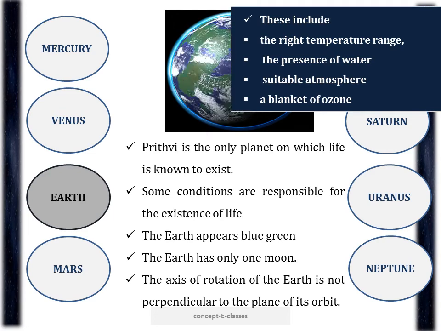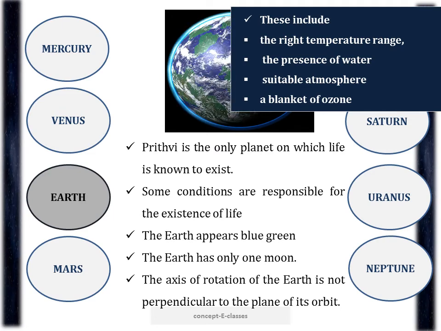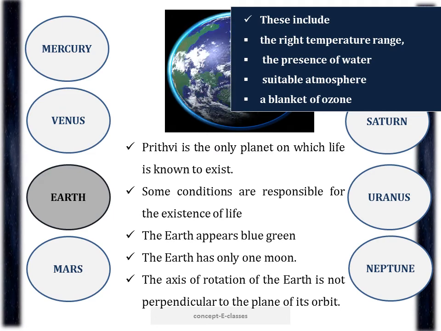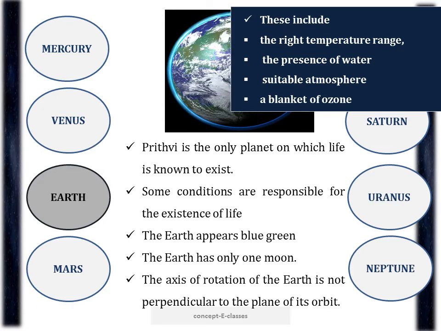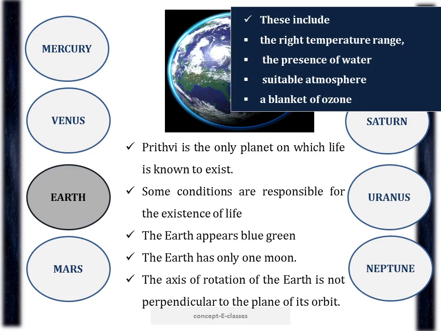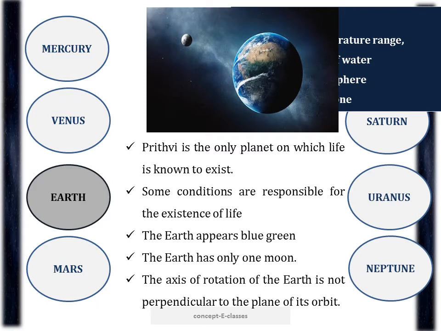Second is the presence of water. Thirdly, we have a suitable atmosphere. And fourth is the blanket of ozone. Now, the Earth appears to be blue-green from space due to the reflection of light from the water and the land mass on its surface.